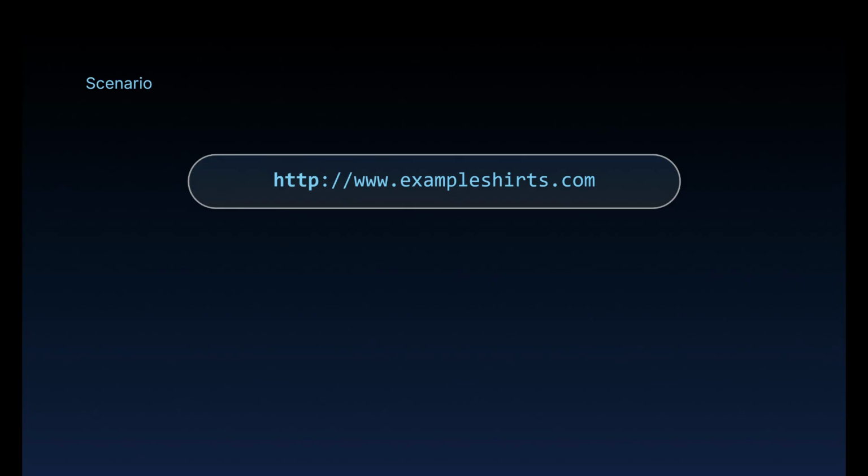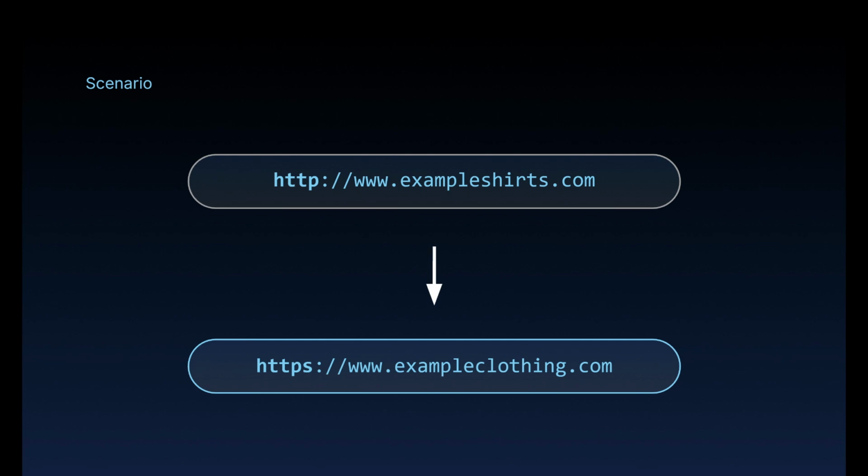to sell shirts. It has done so well that you want to expand your inventory to include pants and other clothing items. Your business has decided to go live with a new updated URL of https://www.exampleclothing.com to secure the website and reflect your expanding inventory.